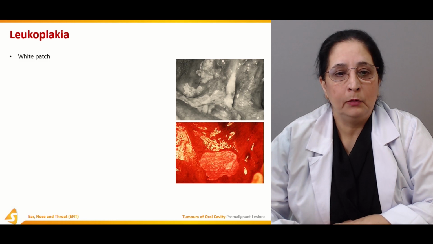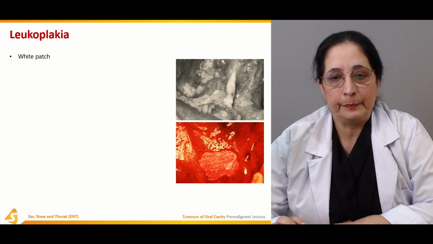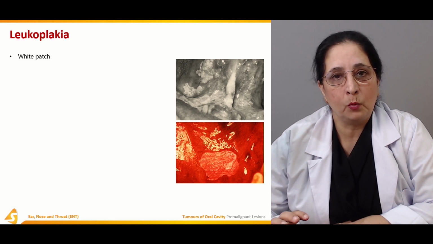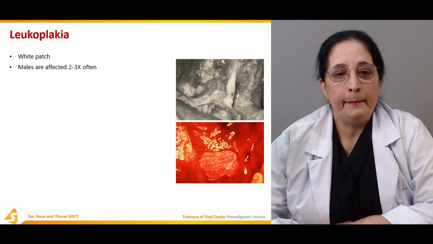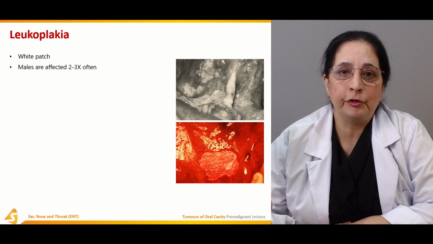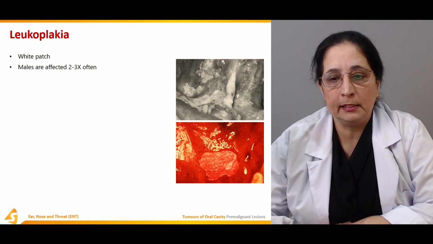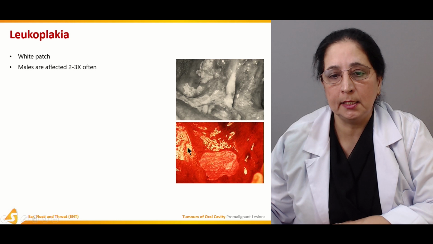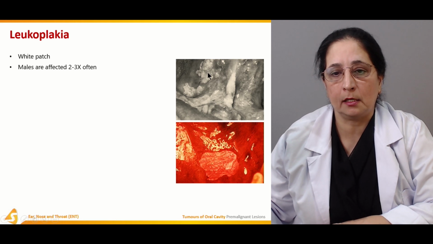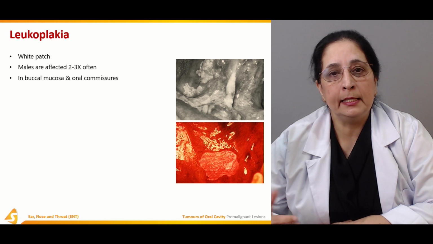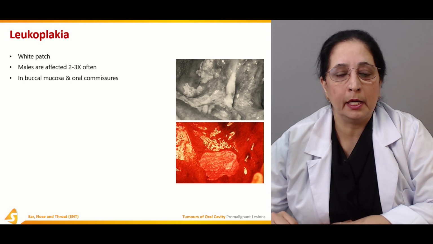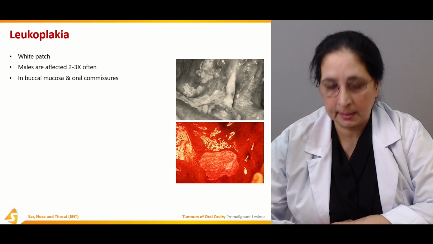Leukoplakia is a white patch. Leuko is white, plakia is patch, leukoplakia. Males are affected 2 to 3 times more commonly with leukoplakia. You can see these are the white patches that are formed. It is common in the buccal mucosa and oral commissures.